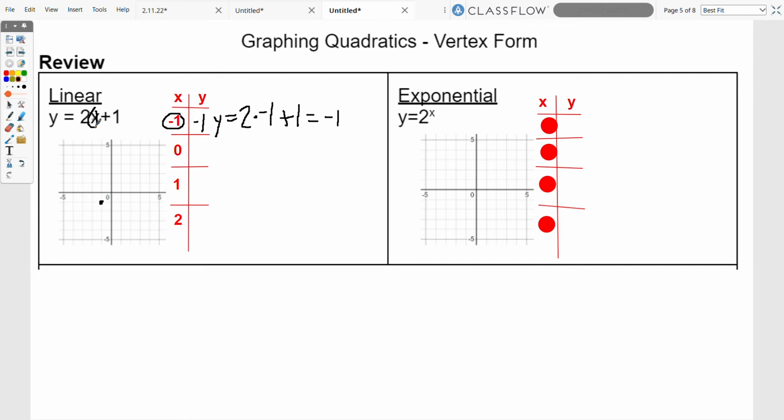We take 0 and plug it into x. Also, we plug in each one. When you plug in 0, we get 1. When you plug in 1, we get 3. When you plug in 2, we get 5. So that gives us our line.